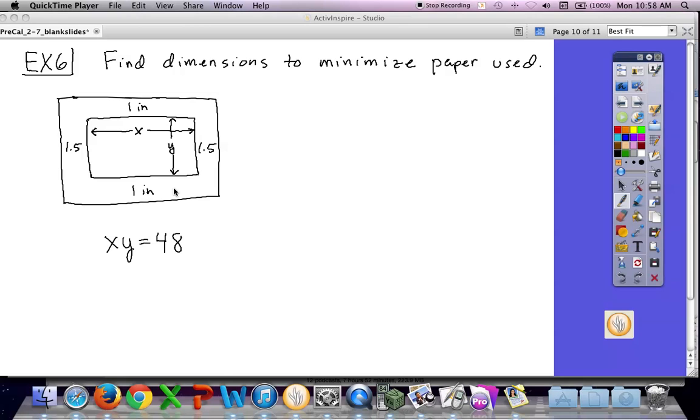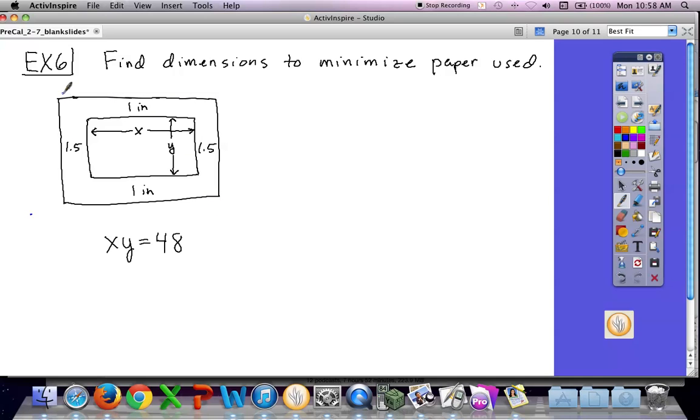We know that the printed area, that's the area in the middle, is going to be 48 square inches. X times Y is 48 square inches, right? But the total paper that's being used is not just the printed area, it's also those margins that are added in. So how do I find the area? How could I write a formula for the area of the whole page?